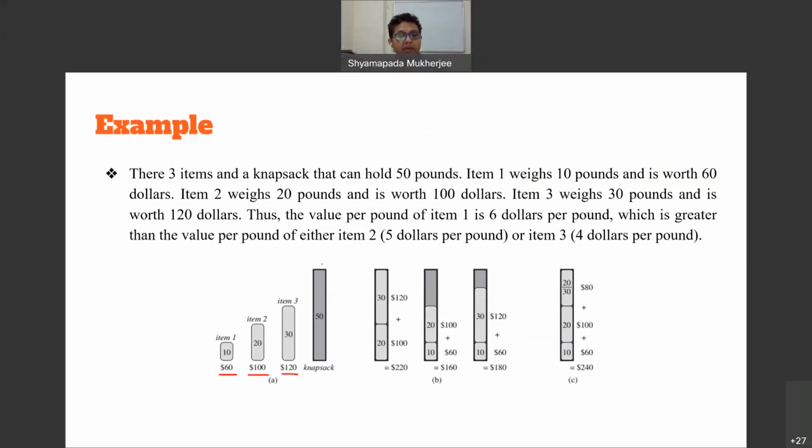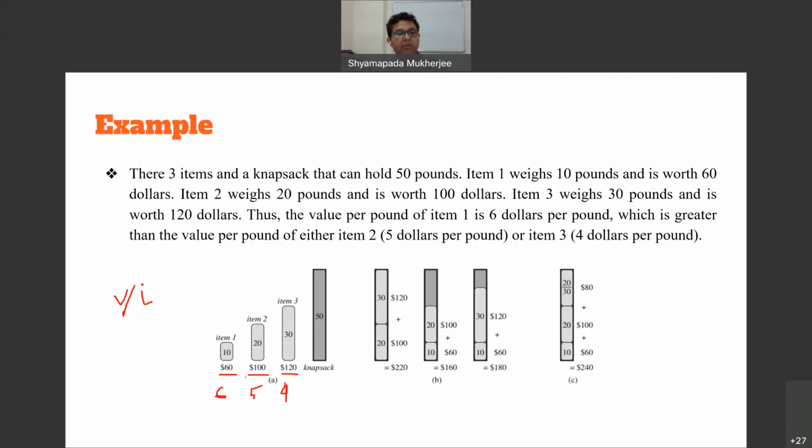And the capacity of the knapsack is 50. So the idea is that we just find value per unit weight. So in this case, for this item we will be getting 6 value per unit weight. This will get 5 and this will get 4.